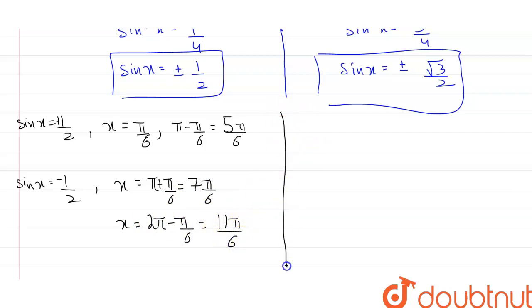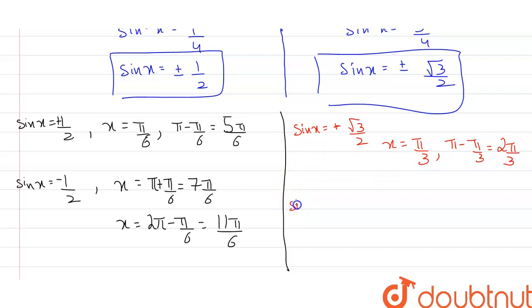After this I'll find the values for the other case, sin x equals plus root 3 by 2. We will receive the positive values in the interval when x equals pi by 3, which we know already. Another one is pi minus pi by 3, which is 2 pi by 3.